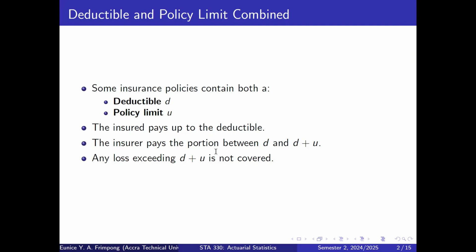So for any claim, the insured pays up to the deductible. The insurer covers the portion between D and D plus U. And any amount beyond D plus U is the insured's responsibility again. Now, this forms a three-part sharing of loss between the insured and the insurer.